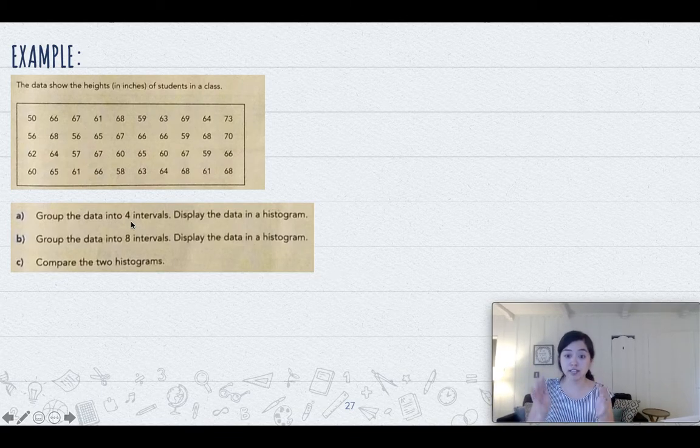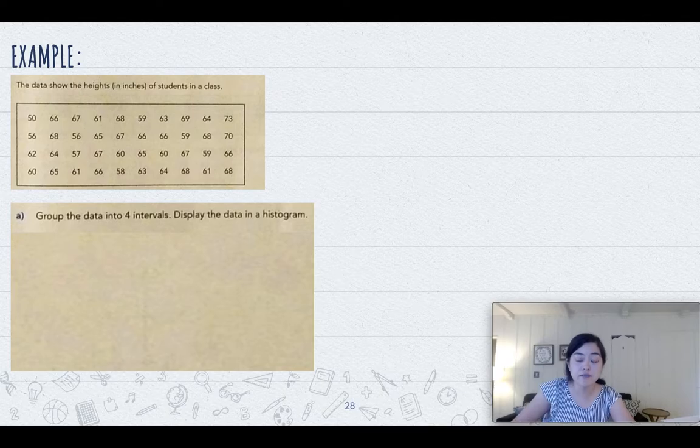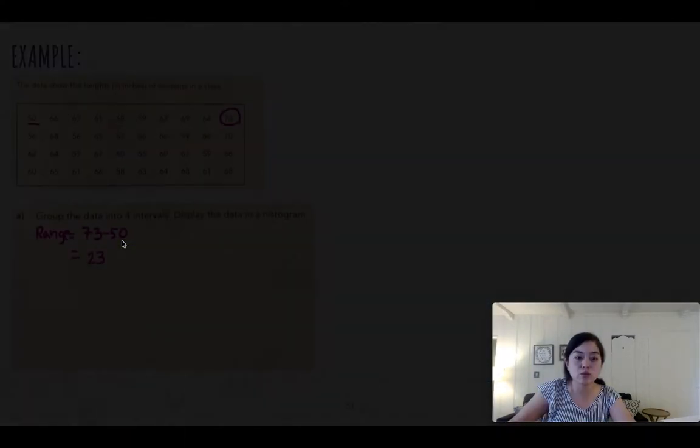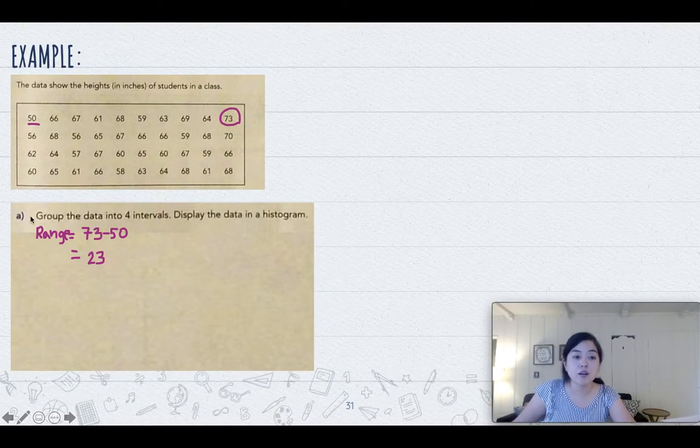The range of data is the greatest value minus the lowest value. The greatest value here, I find, is 73, and the lowest value I find is 50, when I examine the data. So the range is 73 minus 50, which is 23. Now, question A says group the data into 4 intervals.